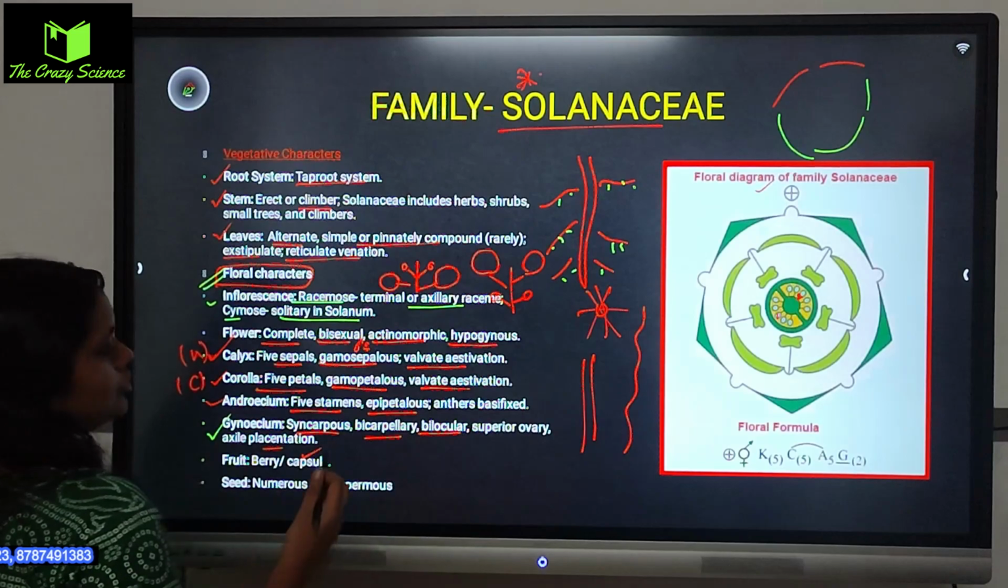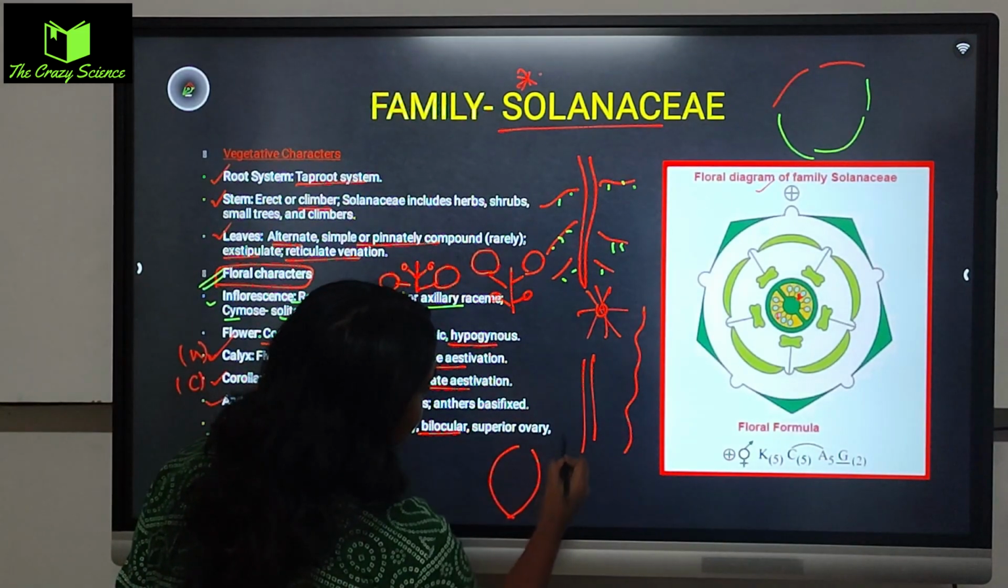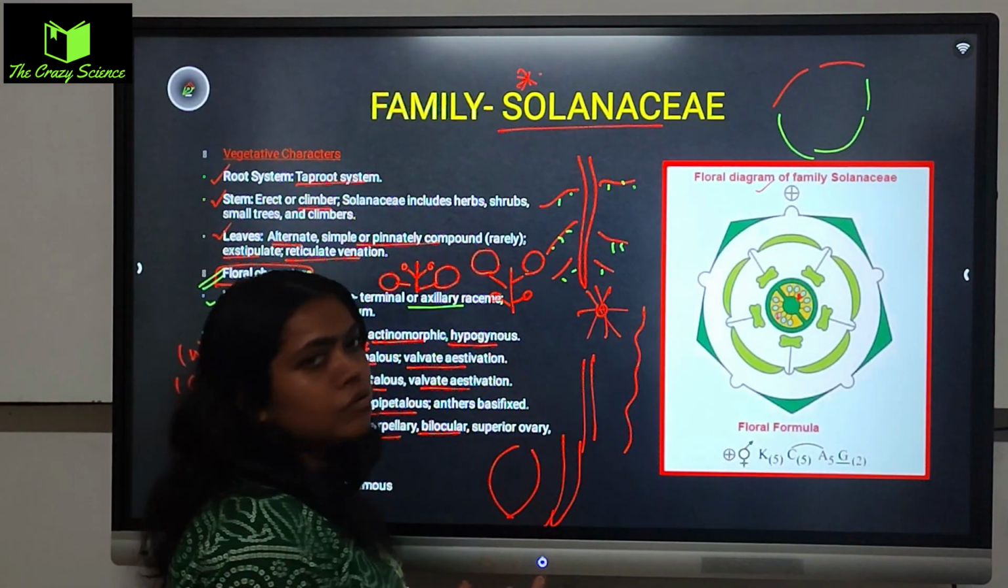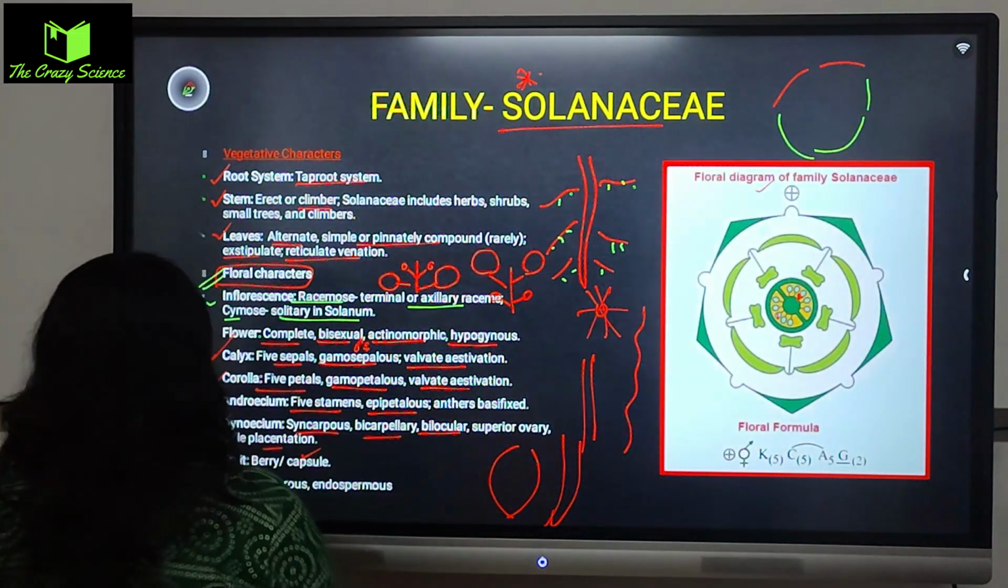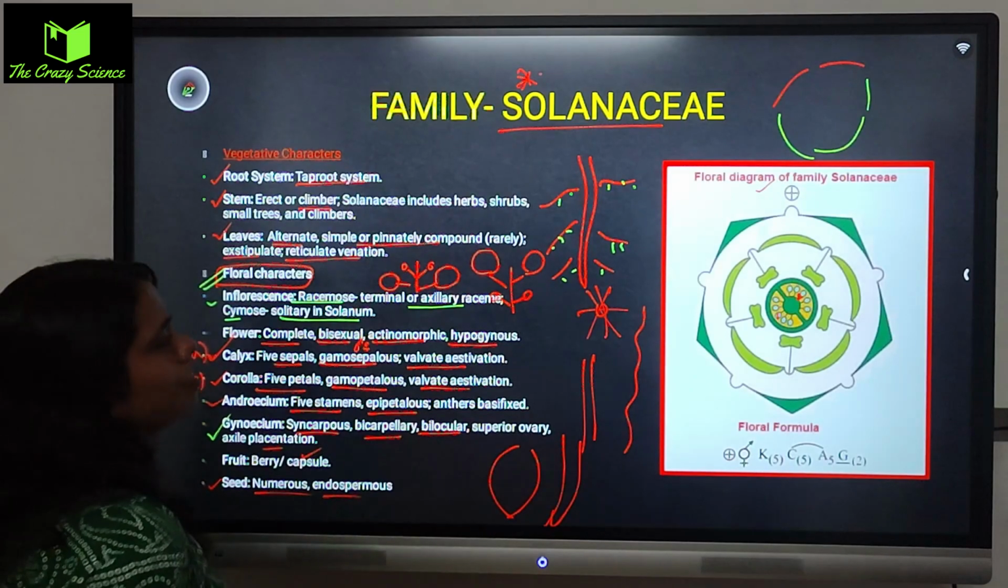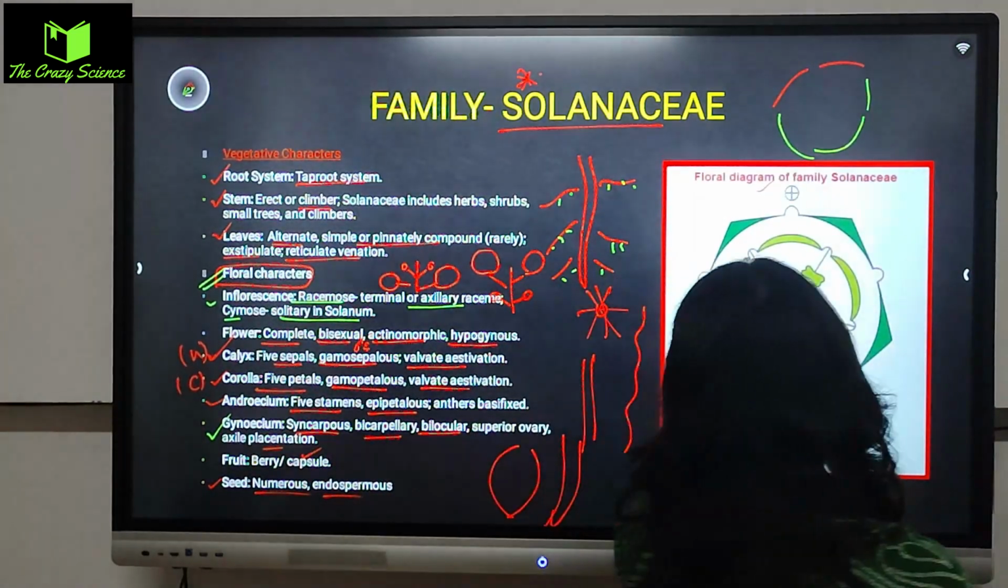Fruit is a berry or capsule, the fruits will be like this or capsule type, for example brinjal, eggplant or brinjal. We know round ones come and long ones come. And seeds are numerous, endospermous. Okay, so this is the floral formula.